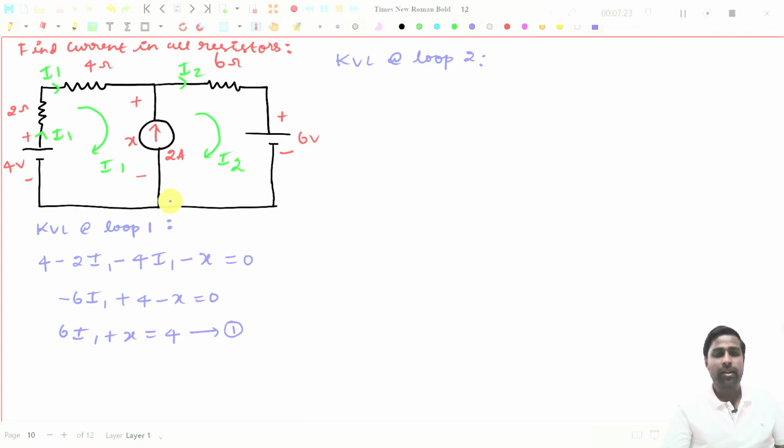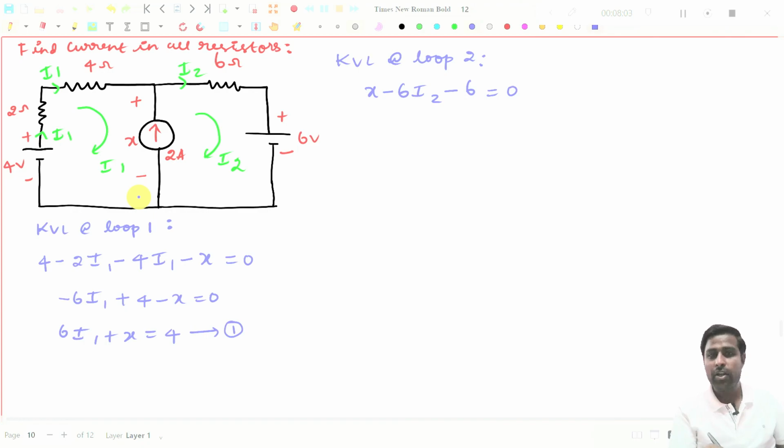What you will get? You start from this point. You have to travel in this way, clockwise direction. You start from this point, you go in this way. There is a voltage; you are going from minus to plus in the x voltage. So you will get plus x here. Then you go in this way, in the same direction as I2, so you have to put minus 6I2. Then you come in this way from plus to minus. You are now traveling from plus to minus in the 6 volt source, so you put minus 6. So that will be equal to 0, right? There is no other element.